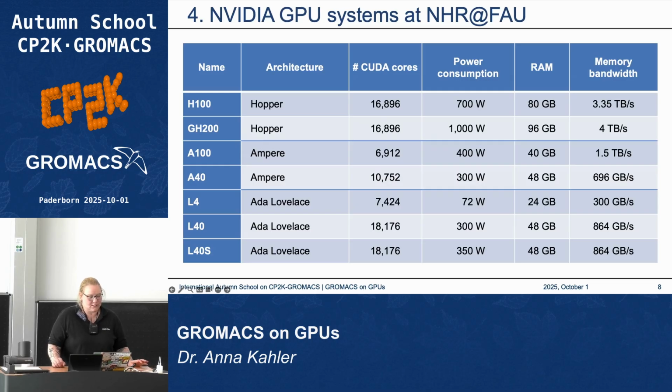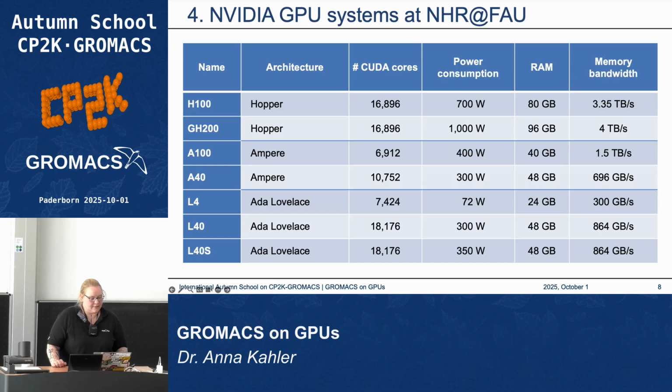Then the previous version is the Ampere version. There we have the A100 and the A40 in Erlangen, and we ran all of our GROMACS simulations and setups this afternoon on the A100s.